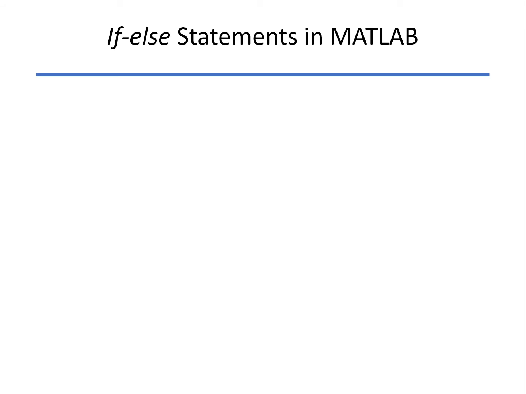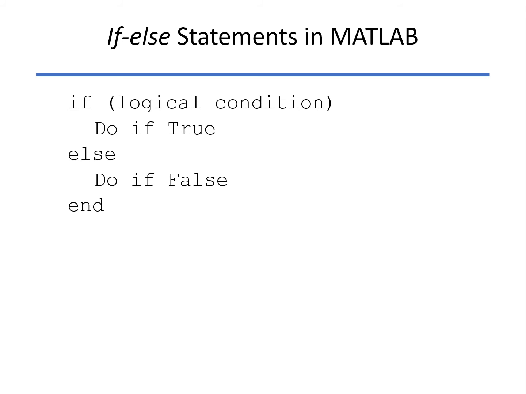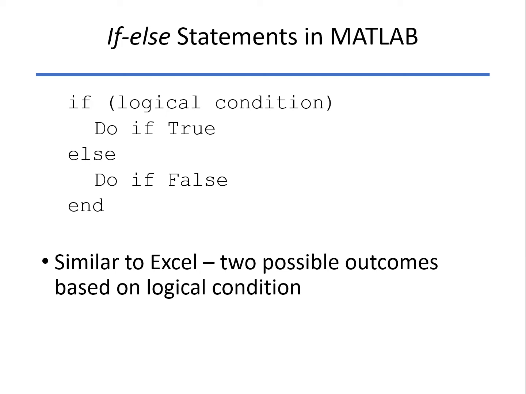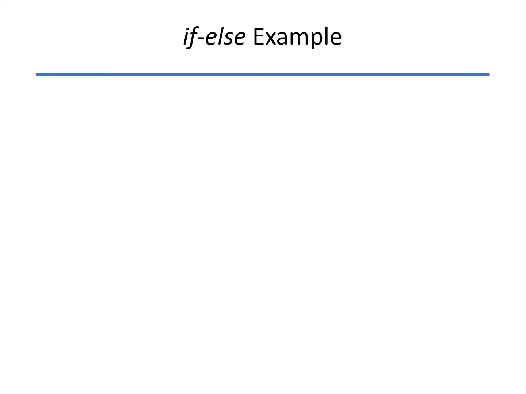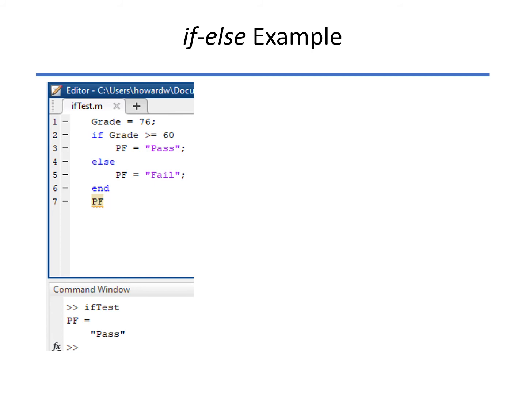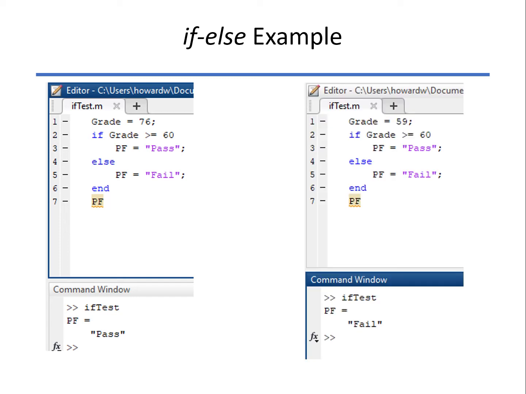Often, though, we have an if-else statement, which will be similar to what we had in Excel. In this case, we do one of two things. We either do one thing if it's true, we do something else if it's false. But once again, the end statement is at the end of the if statement. So again, this is a pass-fail for grades, and you can see that if the grade is greater than or equal to 60, we return the word pass to the command window. In the second example, though, because that grade is less than 60, the statement is not true, and so we go to the else part and make that a fail.